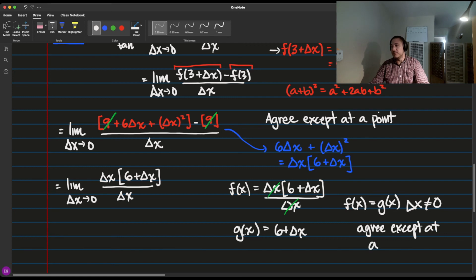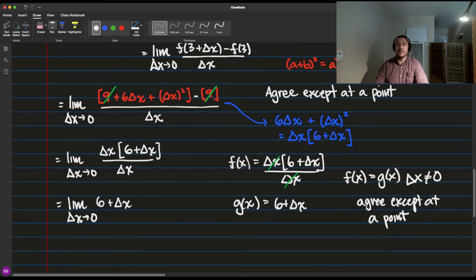This is a crucial step. You actually have to say this. If you don't say this, I'm going to say you're wrong. Now, because they agree except at a point, we know that the limit of f is equal to the limit of g. So we know that this is equal to the limit of 6 plus delta x.